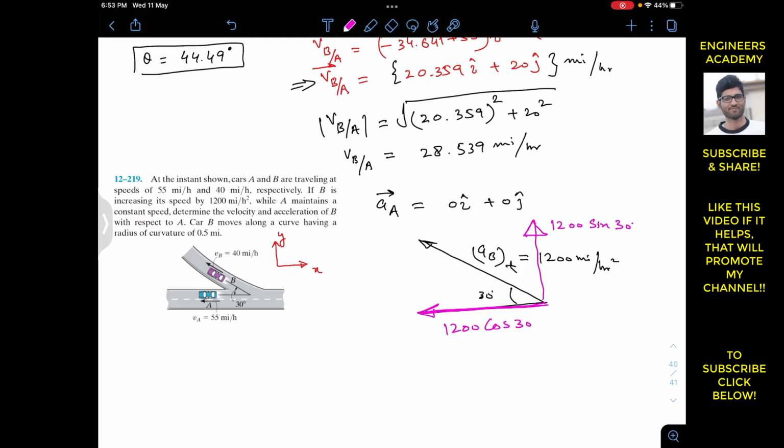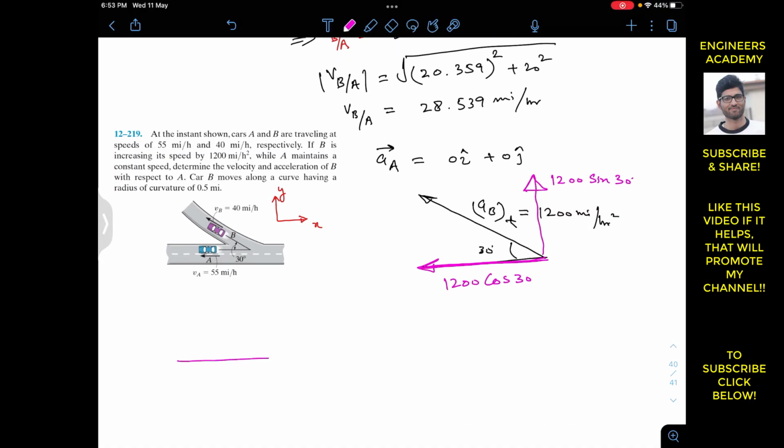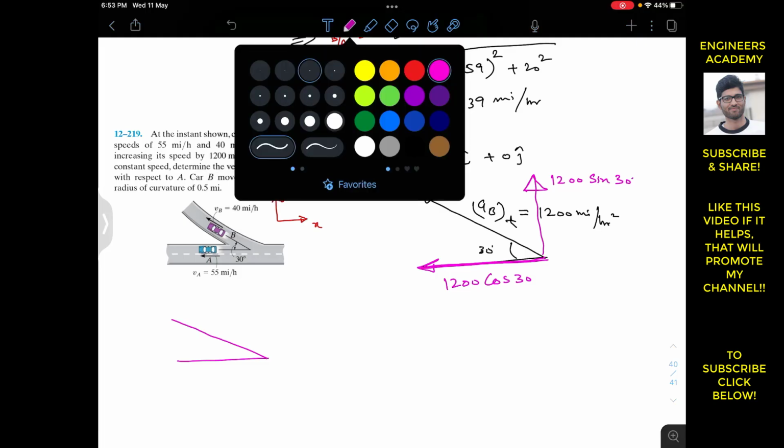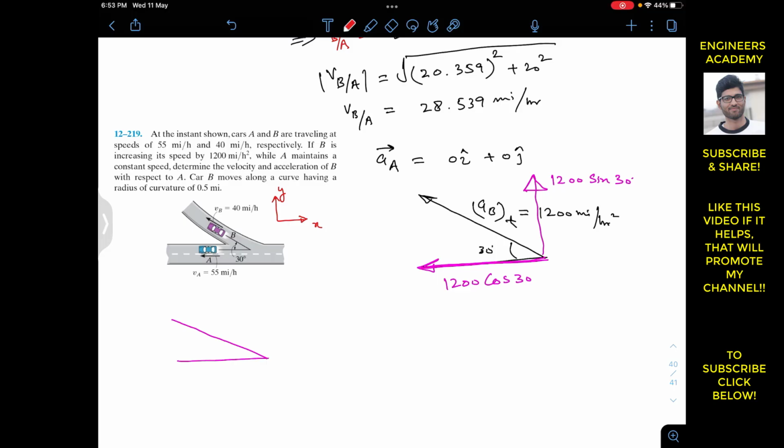And similarly, since car B is moving in a circular path, it will have a normal component, and its normal component will always act perpendicular to the tangent of the path, right? So if I draw again that horizontal line, and this is the line which is tangent to the curve, the normal component of the acceleration will always act perpendicular to this tangent line. So this will be AB normal, the AB normal acceleration.